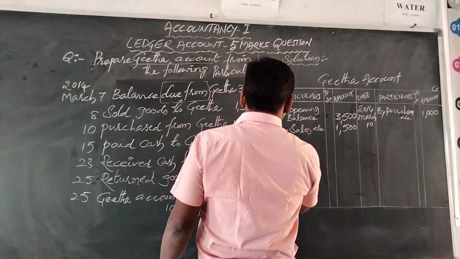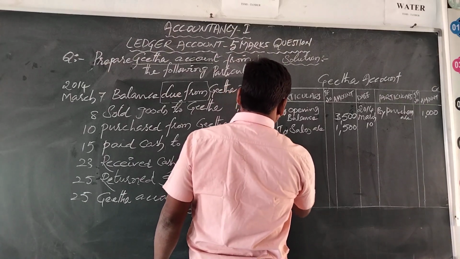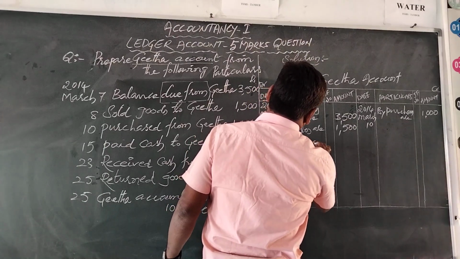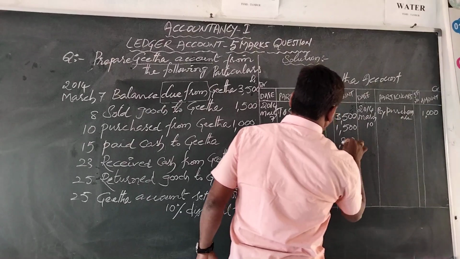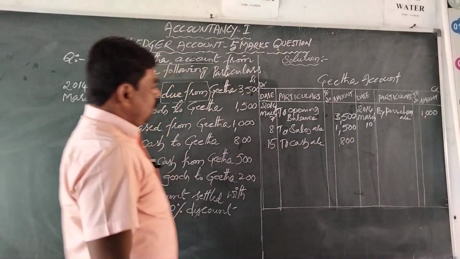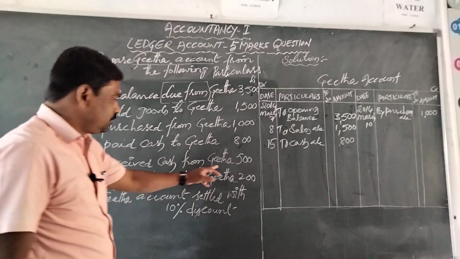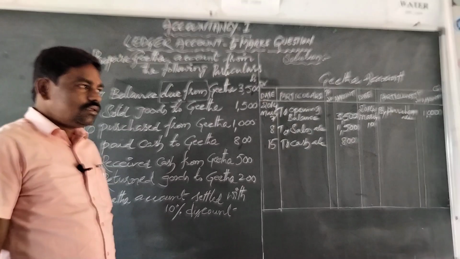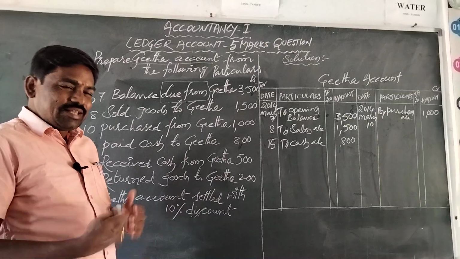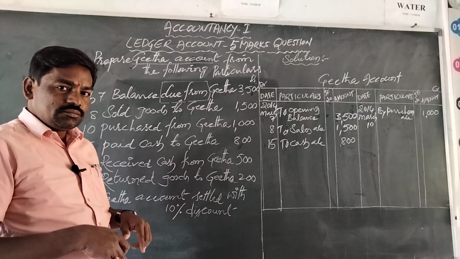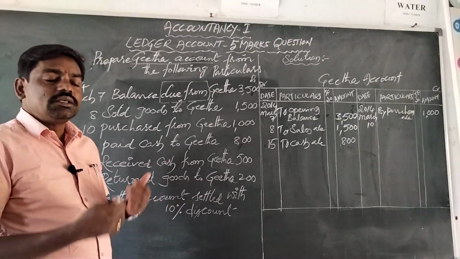So here, date 15, to cash account, amount that is 800. Okay students, next come to received cash from Geeta. Here we received cash from Geeta. Is Geeta the giver or the receiver here? Giver. As per personal account principle, we credit the giver account.